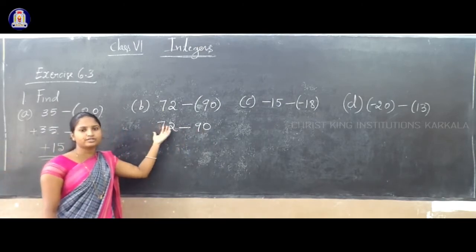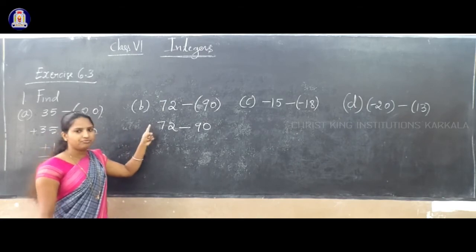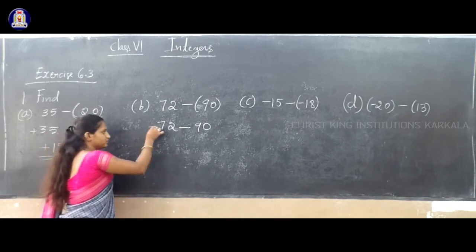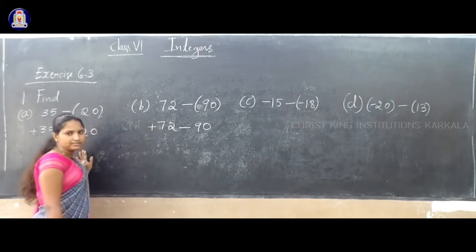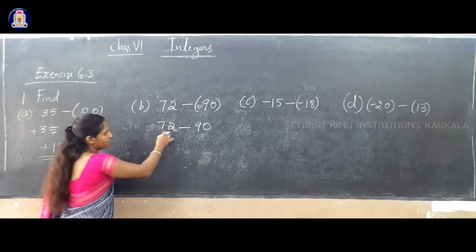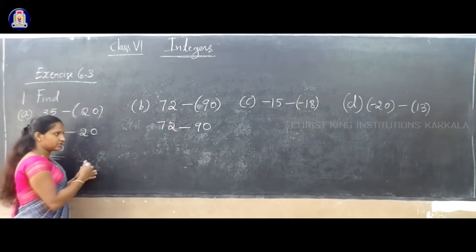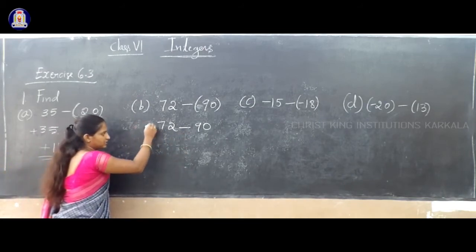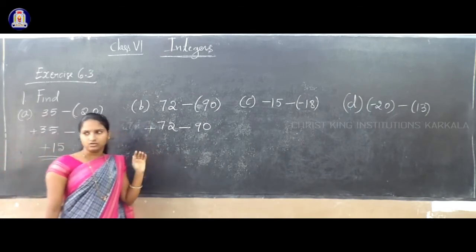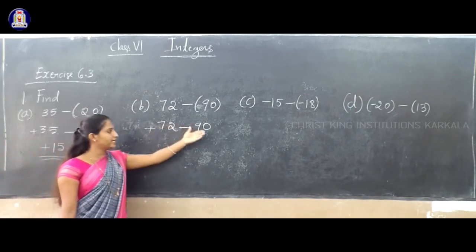The sign of 72 is a plus. Here there is no sign, but what is the sign of 72? That is a plus. You must consider there is a plus sign. So plus 72 minus 90. For understanding purposes, if you want, you can write the sign here. No problem. If you don't write the sign, that means it is plus. Okay? Plus 72 minus 90.